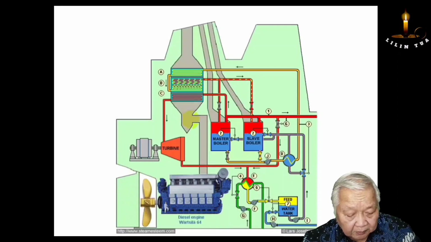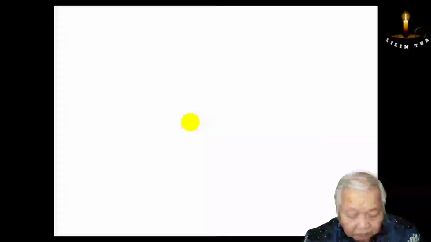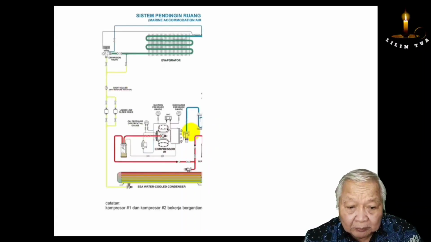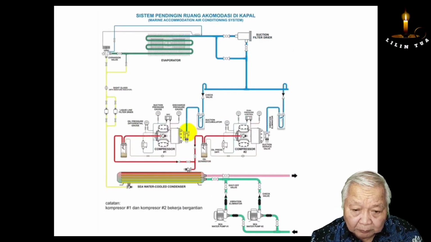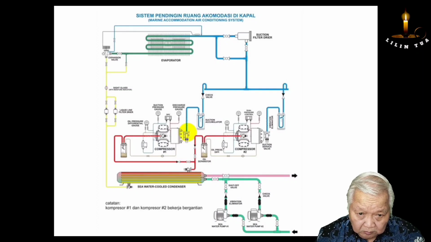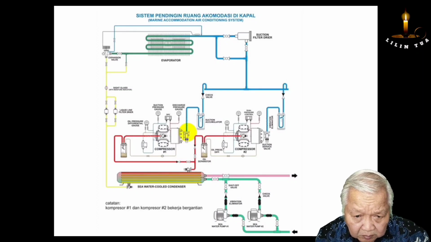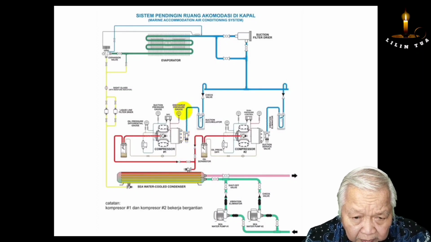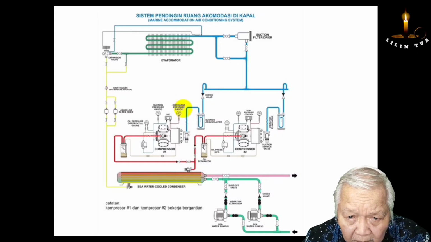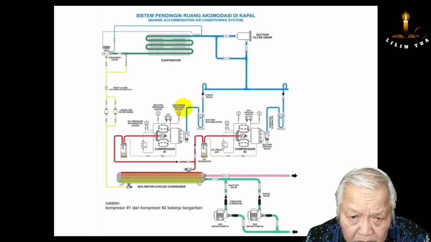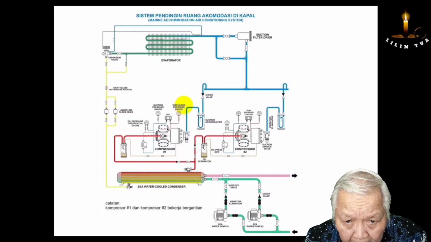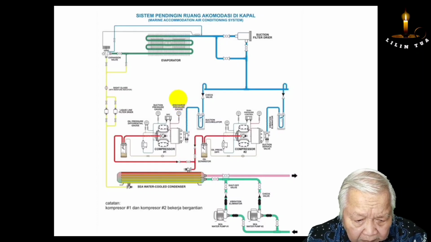Finally, we can find the evaporator in the refrigeration system on board ship. The refrigeration system is either for accommodation or for cargo. Yes, here you can see the position of the evaporator.